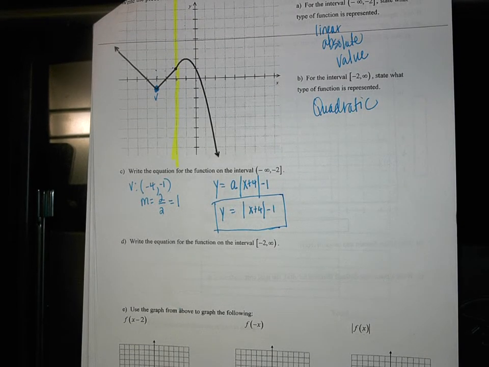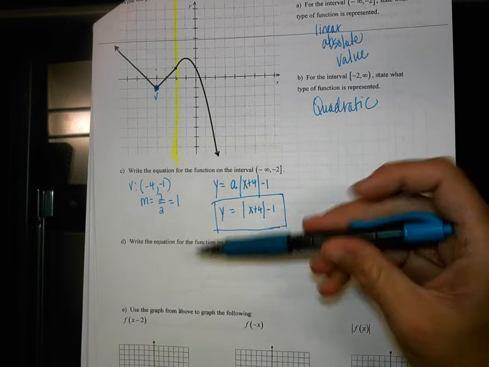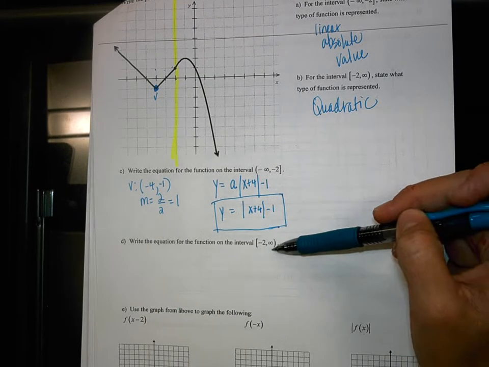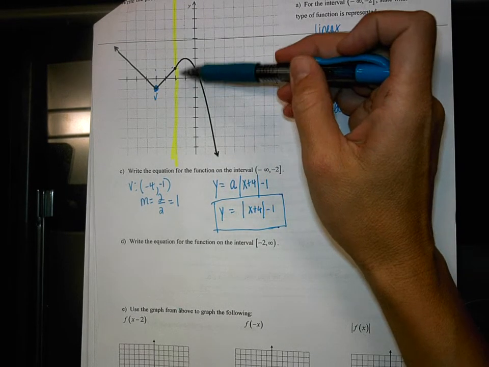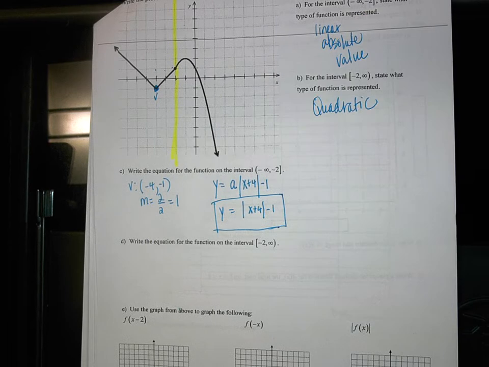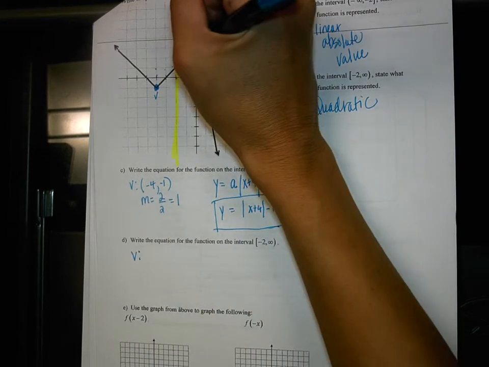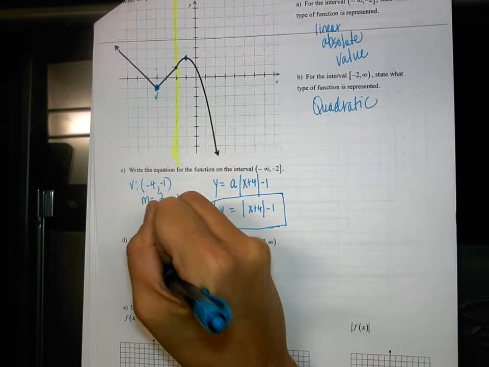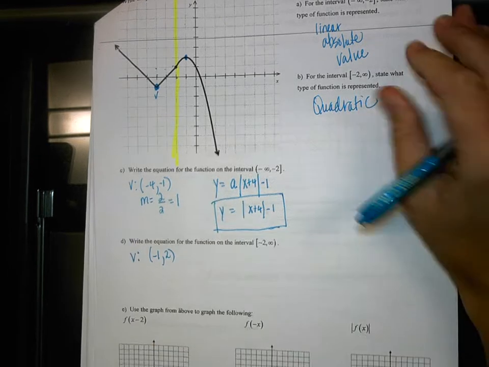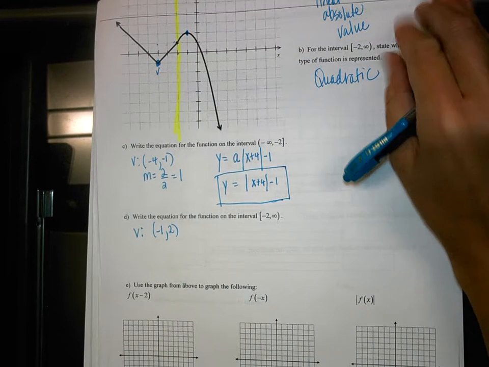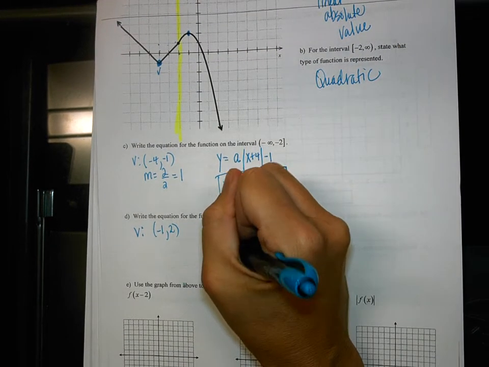All right, D. Write the equation of the function on the interval negative 2 to infinity. So now we're doing the function over here. What type of function is that again? Quadratic, which means it has a vertex. What is my vertex? Very good. Negative 1, 2.